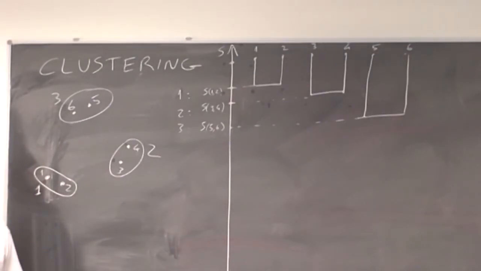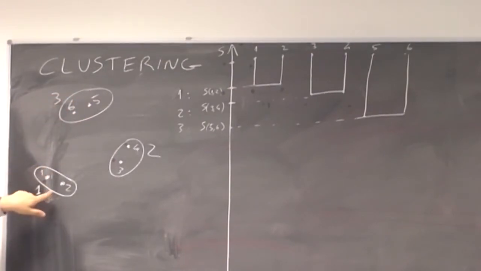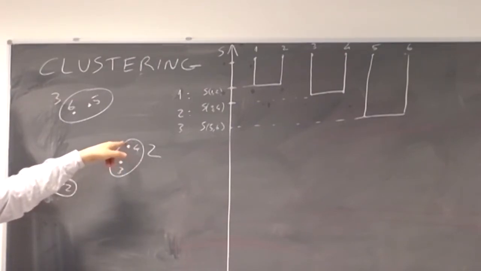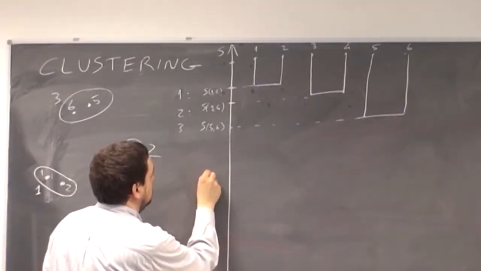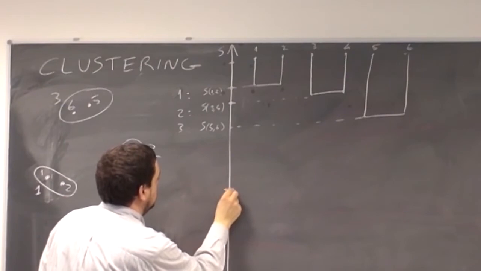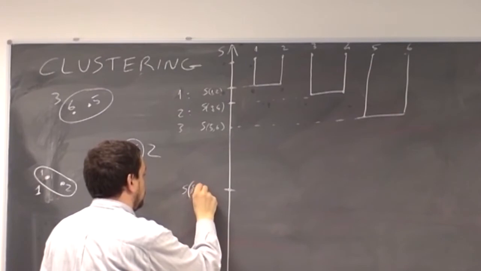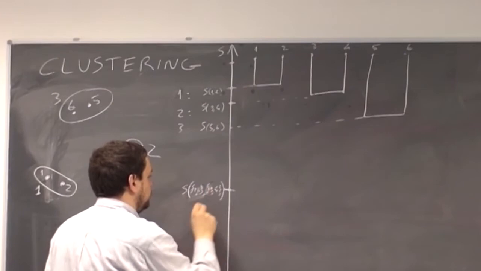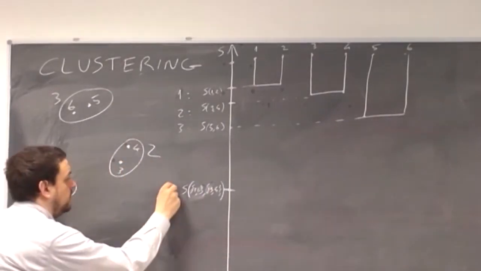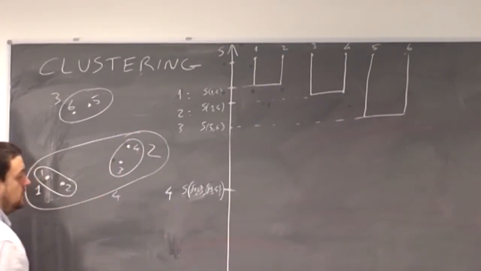At step 4, we start looking at similarities between these groups. For example, 1, 2, and 3, 4 are the most similar. So, for example, this is the level of similarity between 1, 2, and 3, 4. And so at step 4, we merge these together.